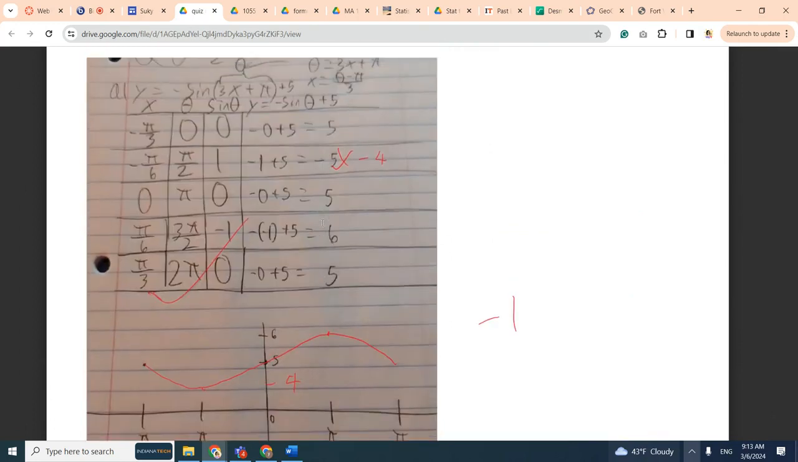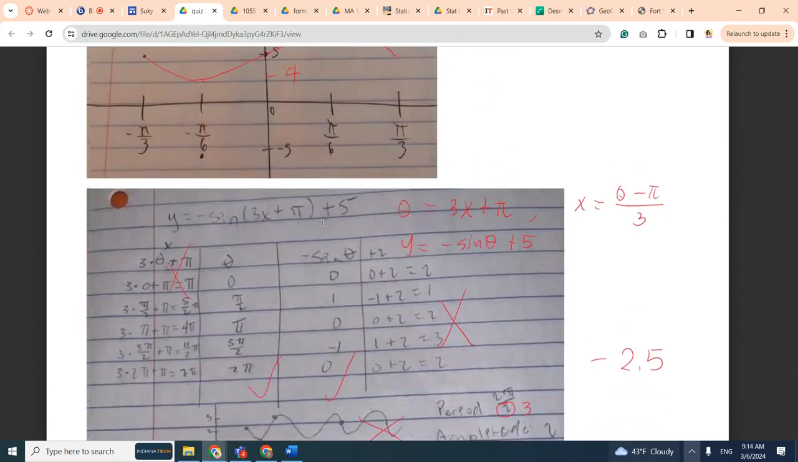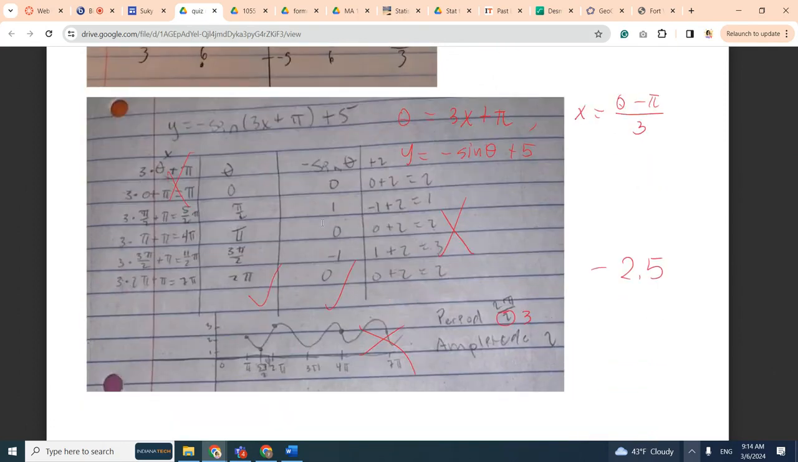Here, the mistake, negative 1 plus 5 is 4. And so that's why this is the picture. Okay. And here, the theta and sine theta is correct, but the x and y is wrong.